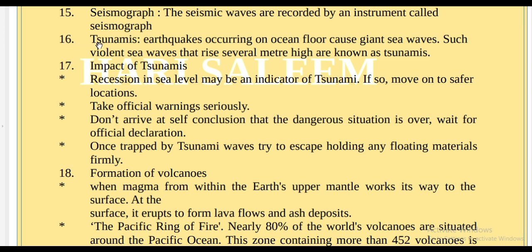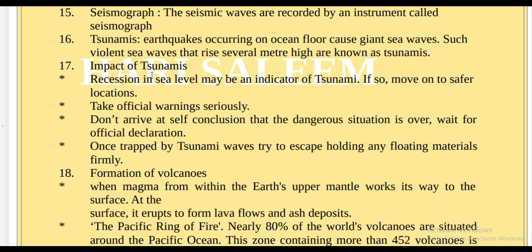Next, tsunamis. Earthquakes occurring on the ocean floor cause giant sea waves. Such violent sea waves that rise several meters high are known as tsunamis.